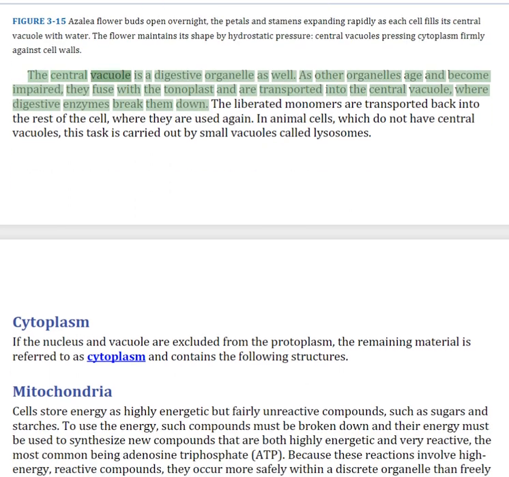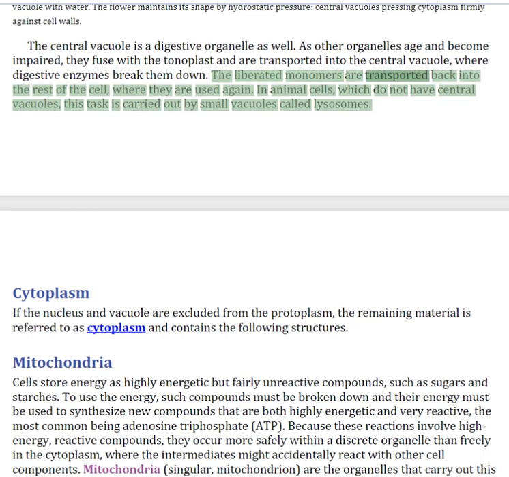The central vacuole is a digestive organelle as well. As other organelles age and become impaired, they fuse with the tonoplast and are transported into the central vacuole, where digestive enzymes break them down. The liberated monomers are transported back into the rest of the cell, where they are used again. In animal cells, which do not have central vacuoles, this task is carried out by small vacuoles called lysosomes.